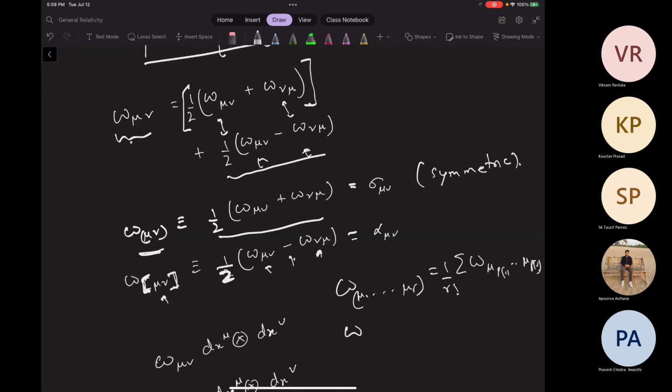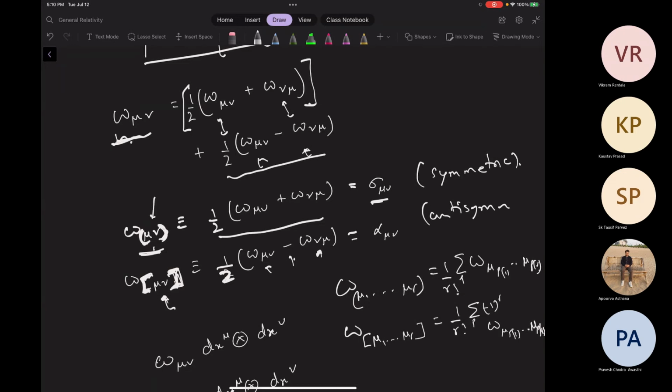This is a generalization of the symmetrization and anti-symmetrization operations that were defined directly on tensors. Here we're talking about something performed on the indices. This is 1 by r factorial, summation over permutations, minus 1 raised to the power of the permutation, and then omega mu p1 through mu pr. So this is what we mean by these square brackets. You'll see this often in GR books, where you use round brackets for symmetrization of these indices, and square brackets for total anti-symmetrization. So this is the anti-symmetric combination, and this was the symmetric combination, and any 0-2 tensor can be broken up into a totally symmetric and a totally anti-symmetric combination.